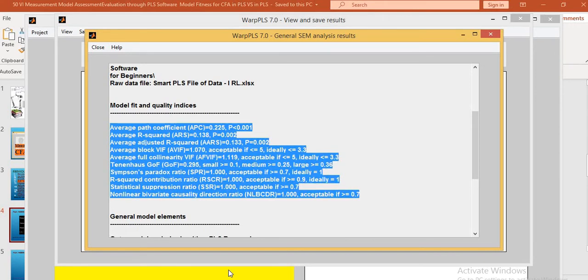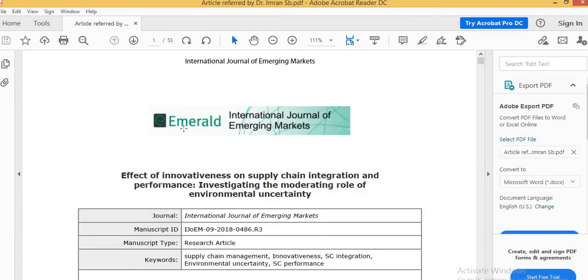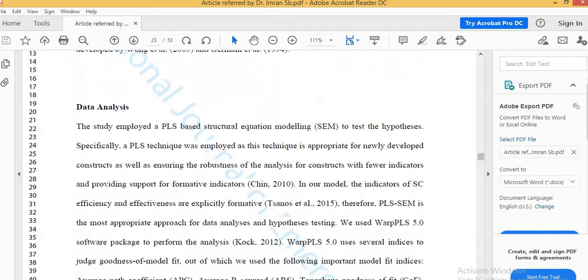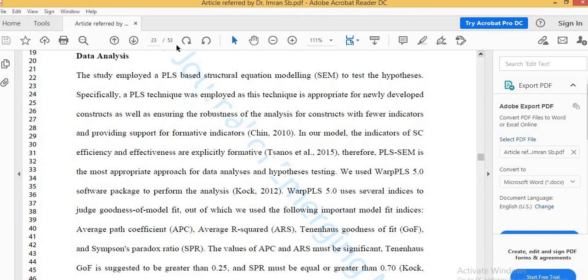So how can you report them in your paper? I have one practical example, one case study and one published article. First we can go through the published article. This is the article which is published in MPhil, and on page 23 there are model fitness indices. Under data analysis, when the authors started the data analysis, they stated that the study employed a PLS based structural equation model to test the hypothesis.